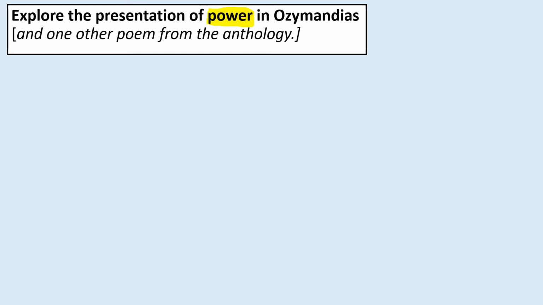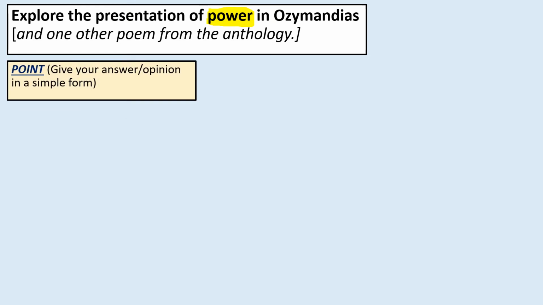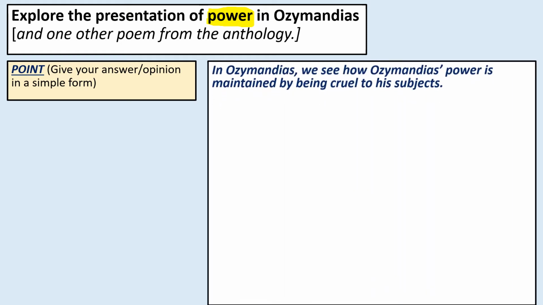So let's start. The first letter of PETAL is P, and that stands for point. So point is just giving your answer in a simple form. Where is the power in Ozymandias? Well, the first thing we can see is that Ozymandias' power is maintained by being cruel to his subjects. We know that. He's a cruel, nasty, mean leader, and that's what keeps his power in play. So that's our point. Now that's the answer. We've answered the question here.